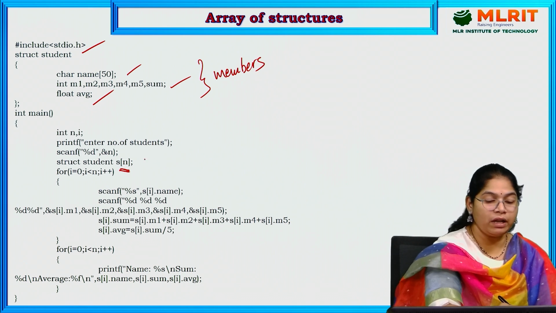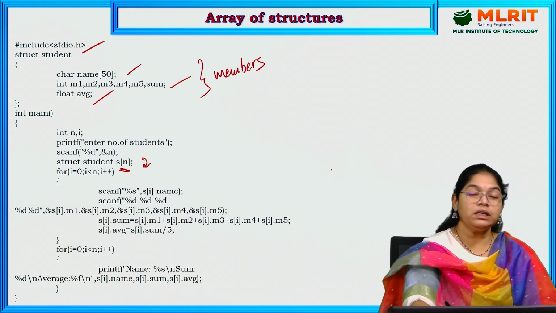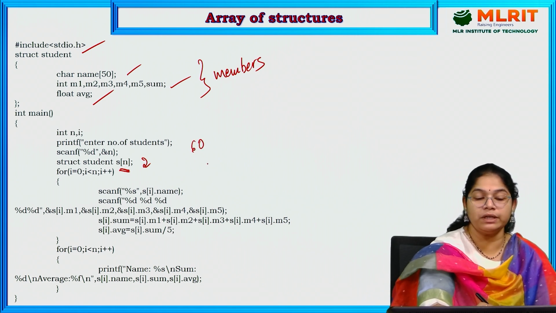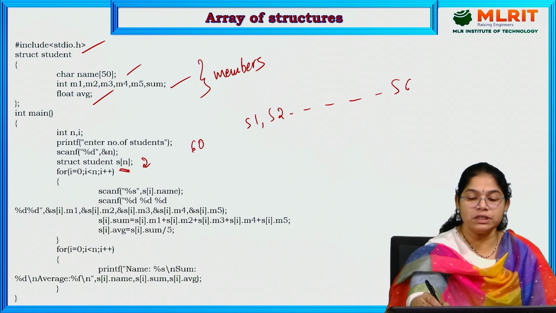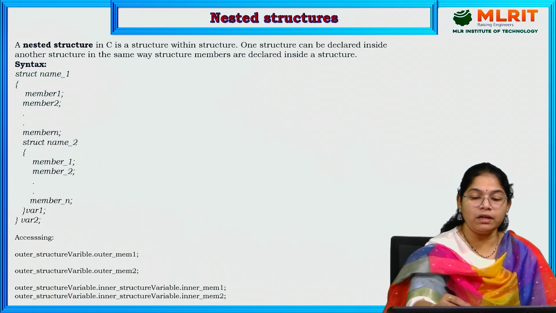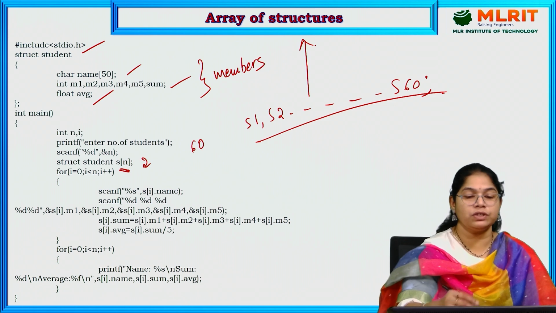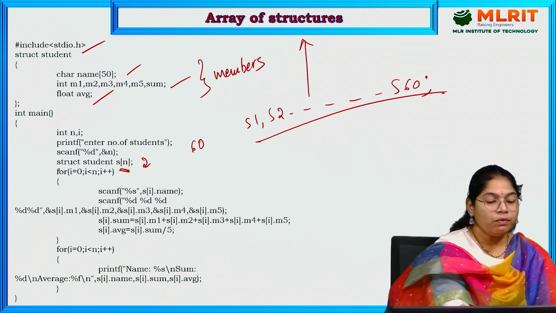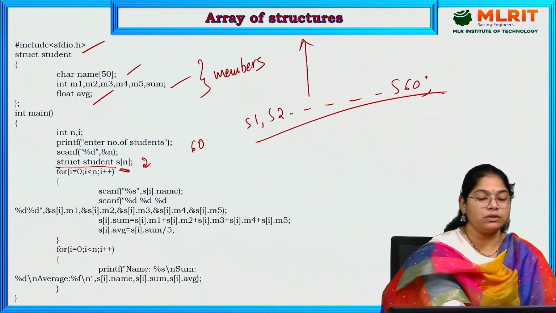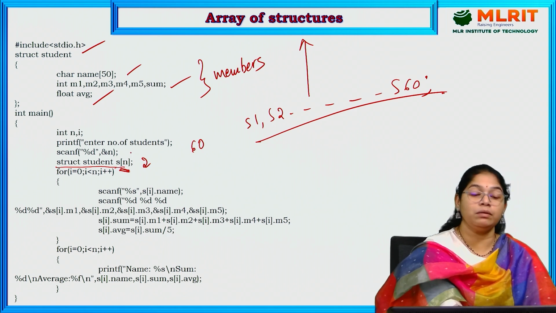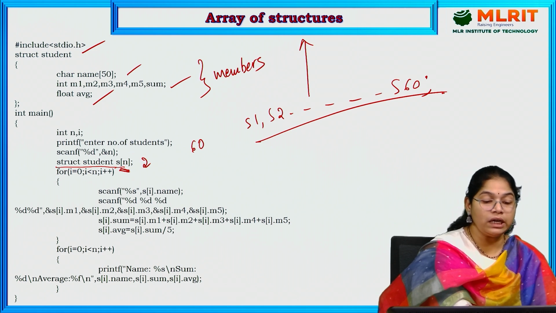Let us suppose the n value is 2. I want the details of 2 students, or if I want the details of 60 students, it is not possible to create a single variable up to 60. For this we have a concept called array of structure. To create an array of structure, we need a data type, that is struct student. Then the variable created for this structure is s, and here n represents how many student details we want.